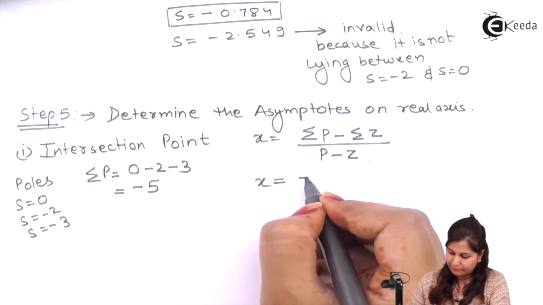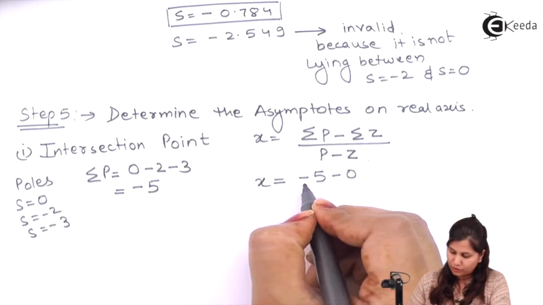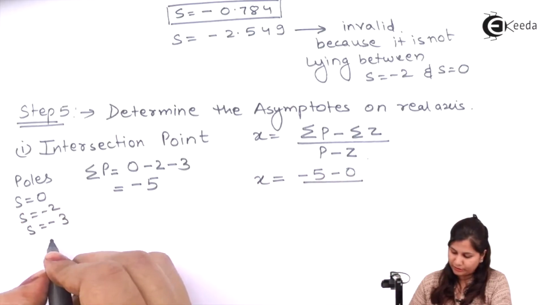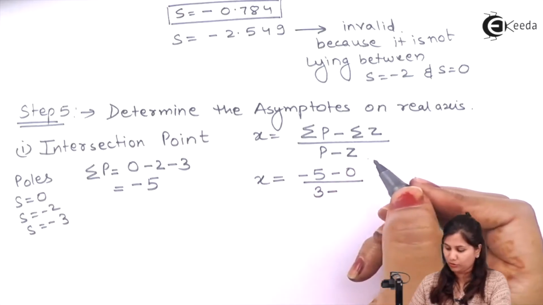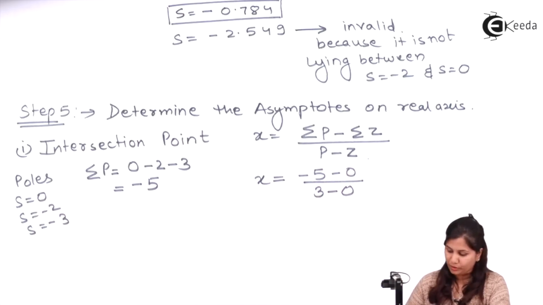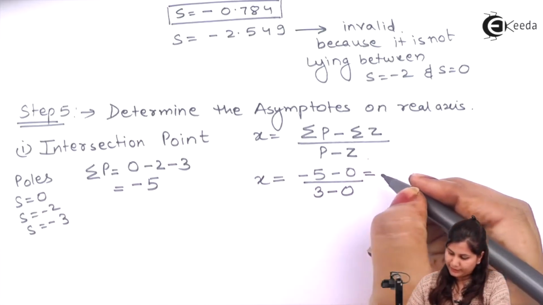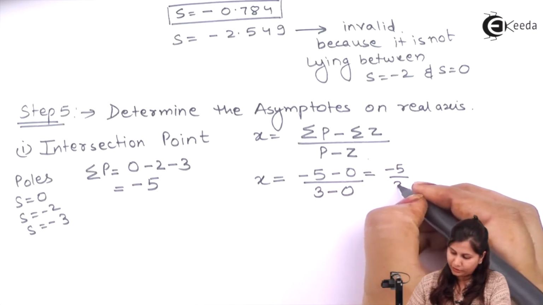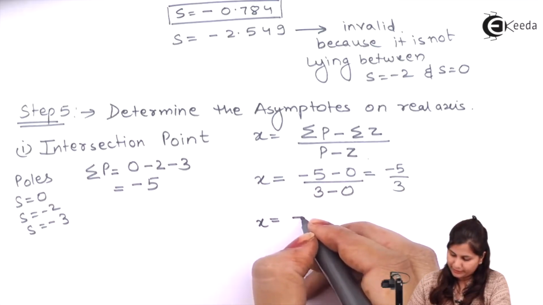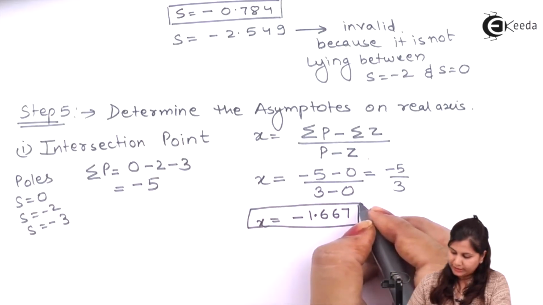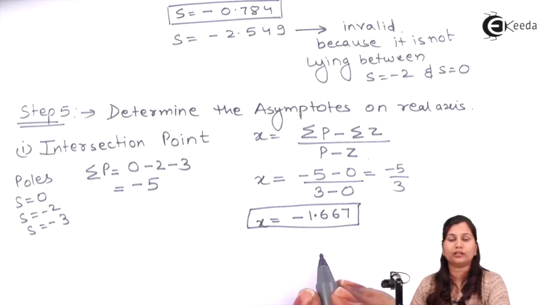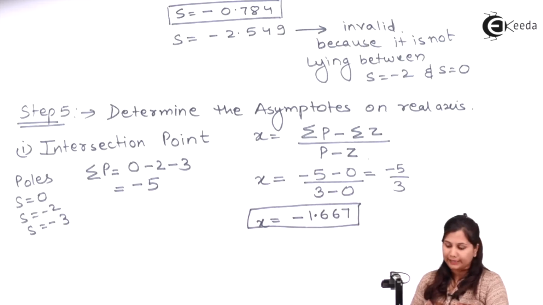So it is minus 5 minus 0. The number of poles is 3, so p equals 3, and the number of zeros is 0. So we get the value as minus 5 by 3, or x equals minus 1.667. So it is the intersection point of the asymptotes with the real axis.